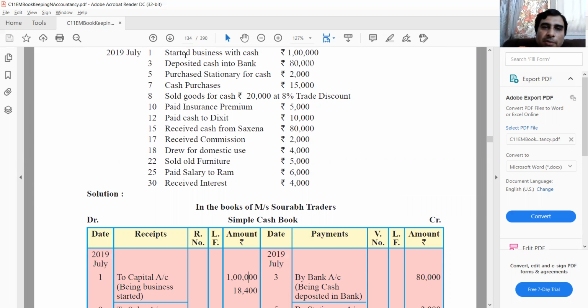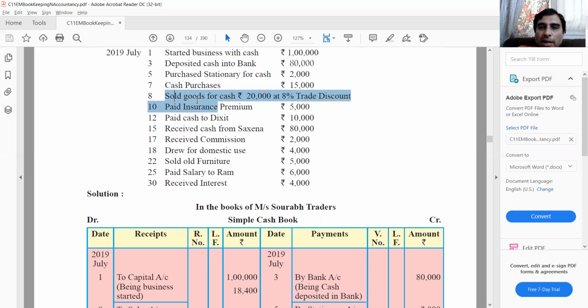Okay, so started business with cash, left hand side, 1 lakh. Deposited cash into the bank: money went out from cash, hard cash, the cash box. Look at it as a real box, right? In that box you had 1 lakh rupees, you removed 80,000 rupees, so 80,000 on the right hand side. Purchase stationery, money going out, right hand side. Cash purchases, again money goes out, right hand side.